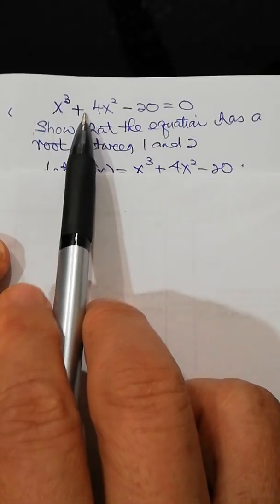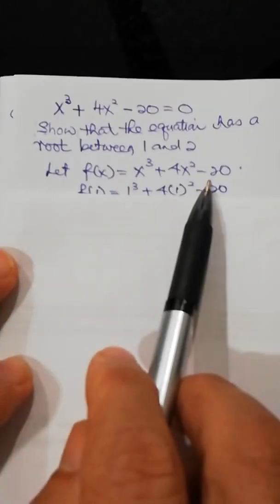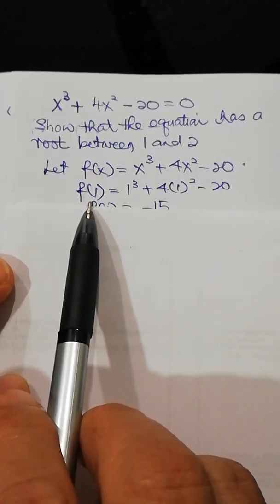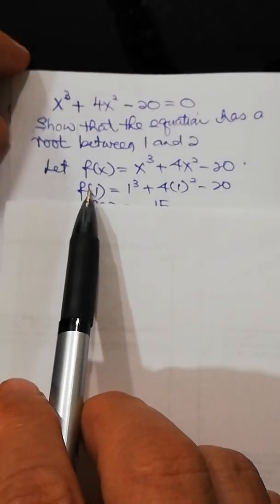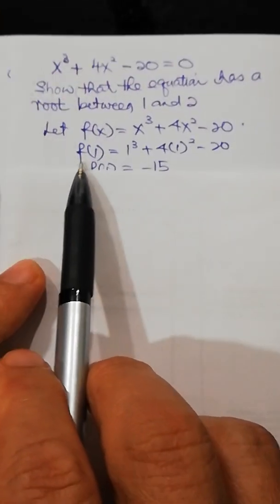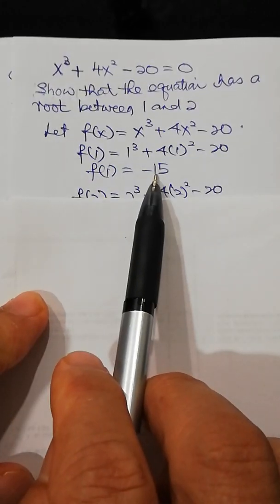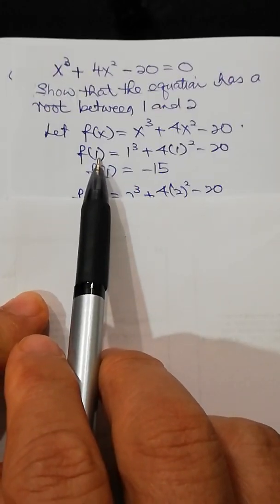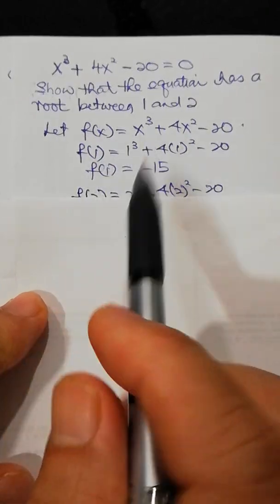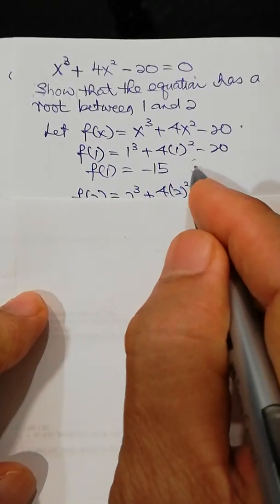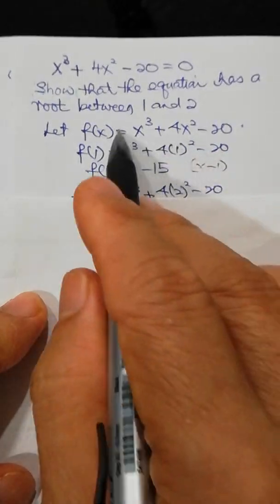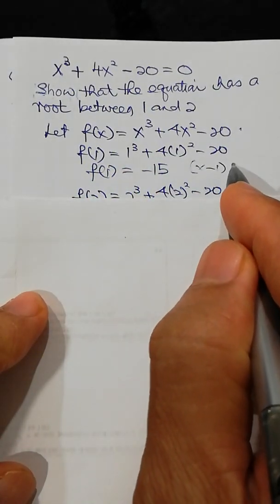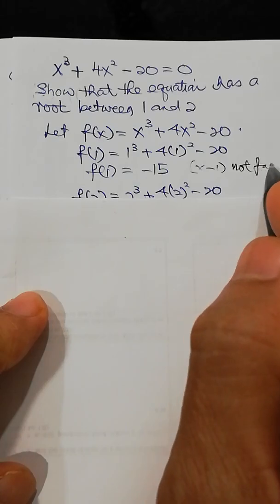So what we do, we write it into a function. That means we try to find f(1), that is the remainder. Last time when we did the remainder theorem, you get the remainder is negative 15. That means x minus 1 is not a factor, so x equal to 1 is not the zero. Okay, this one you remember.